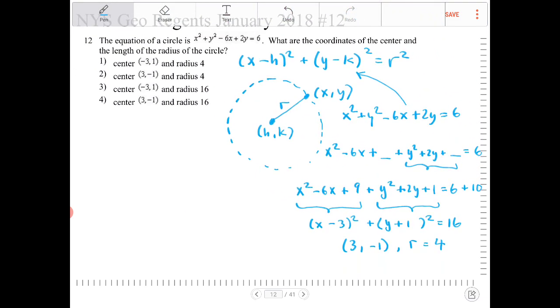So let's take a look at the answer choices. 3 comma negative 1 and radius is equal to 4. That would be option number 2.